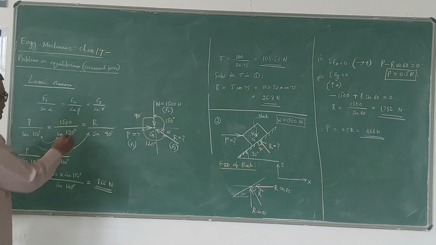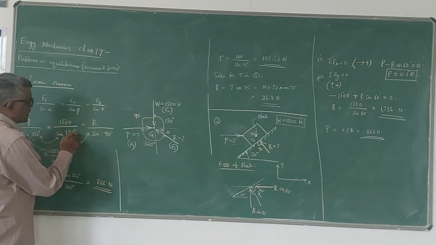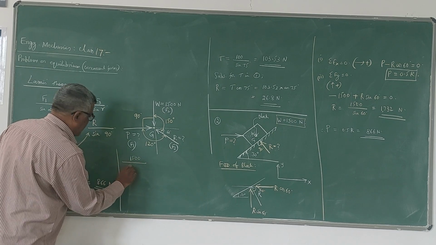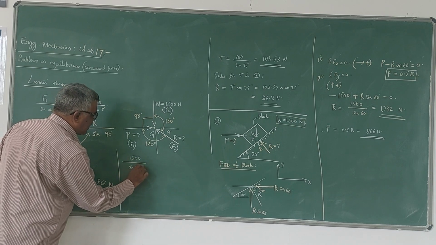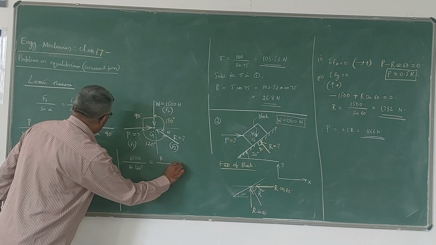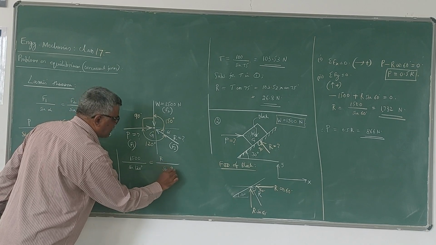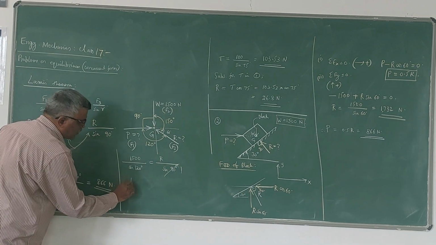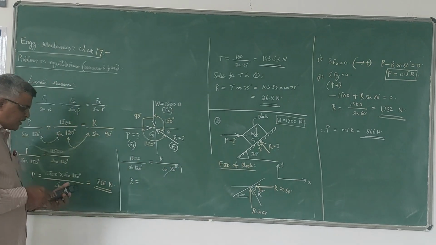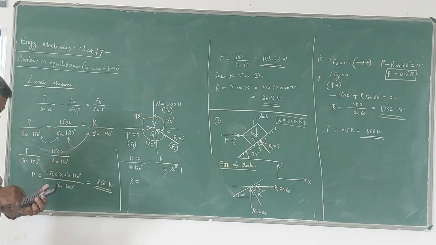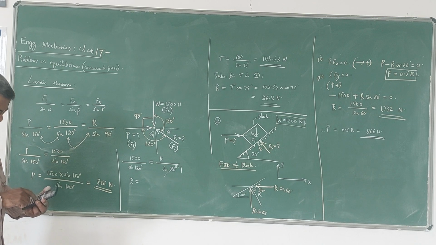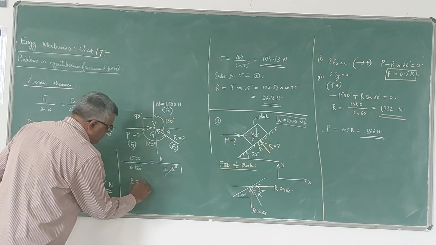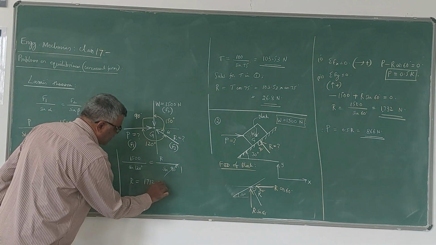Now to get the value of R, consider the second and third term. So 1500 divided by sine 120 should be equal to R divided by sine 90. So we know that sine 90 is 1. Therefore R is equal to 1500 divided by sine 120. So the value will be 1732. So 1732 Newton. So that is the reaction.